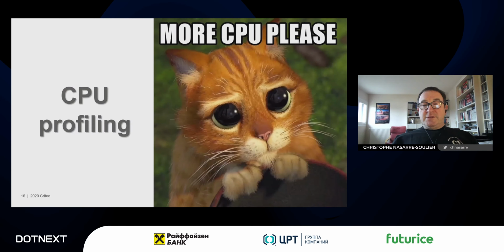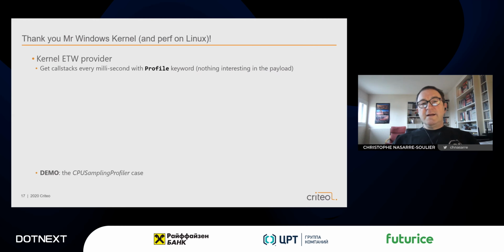I'm done with the memory part, and it's basically the most complicated part because I've explained what you need to do to set up the session, how to enable the providers, what the keywords are, and how to attach your message handler. And for the CPU profiling, it's much easier. Why? Because you just have to use one provider, which is the kernel provider. You will have to set the profile keyword, and you are not even interested in what's inside the payload because the call stack will be rebuilt for you by the magical class.